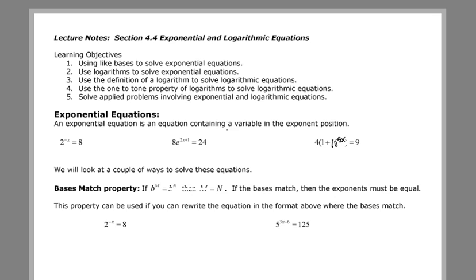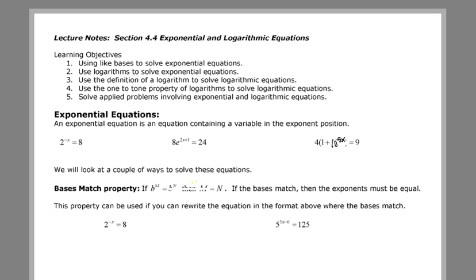seeing if we can make the bases match. If it's possible with an exponential equation to make the bases match on both sides, then we see that same thing coming into play where if the bases match, then they kind of cancel out and the exponents have to be equal. That's what this property right here is saying.